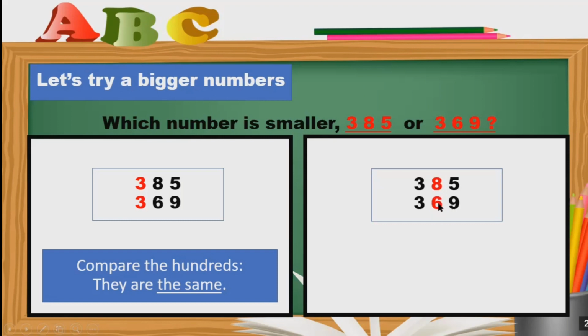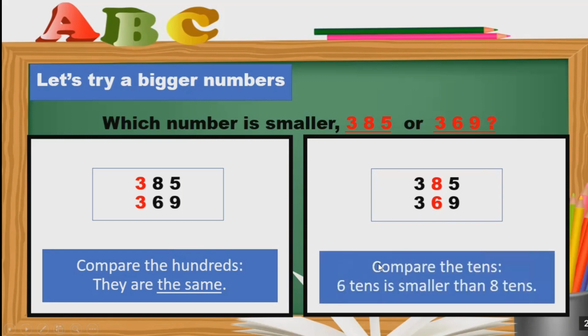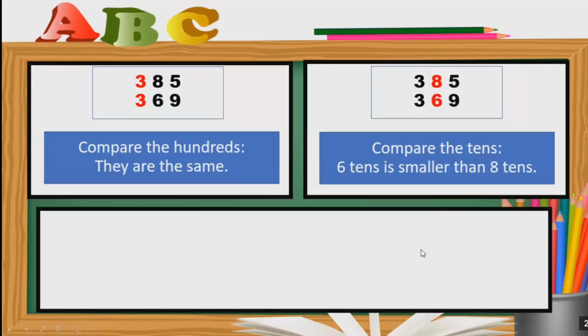So tens place are not equal. The first one has greater number because this is 8. And the second number is smaller number because this is 6. So always remember when we compare numbers, start in hundreds place and then go to tens place. So we can see in here that 6 tens is smaller than 8 tens. So we can conclude that 369 is smaller than 385.